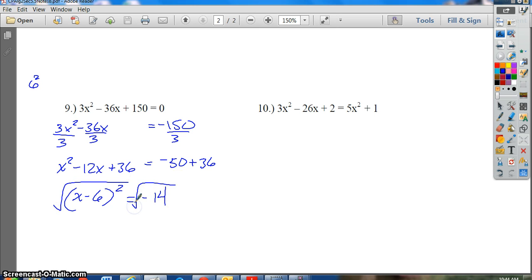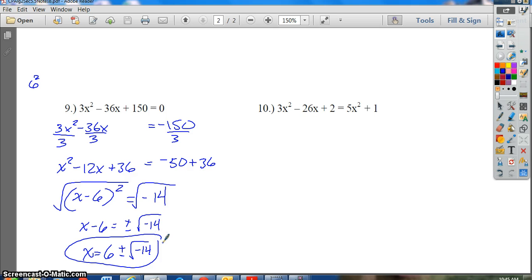Take the square root of this. So x minus 6 equals plus or minus the square root of negative 14. Can't break down the square root of 14; 4 and 9 don't divide it. So we're just pretty much going to leave this as a non-real solution at the bottom: 6 plus or minus the square root of negative 14. So, okay, not a real number, or not a real solution.